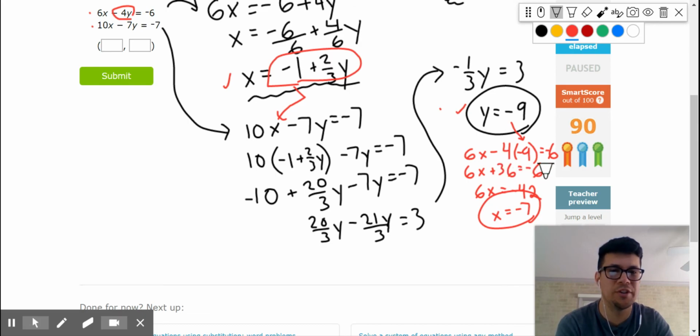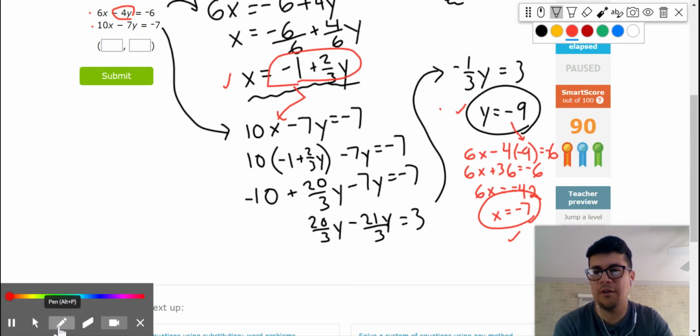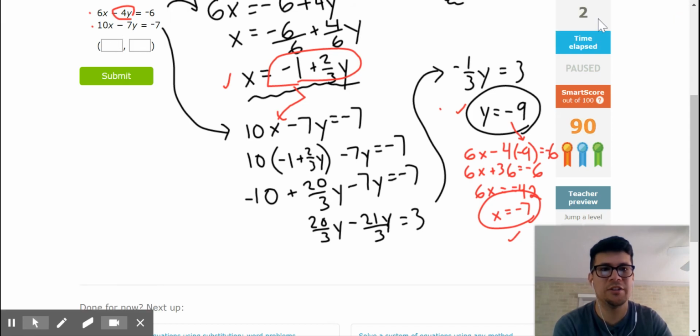I'm going to subtract 36 from both sides. So I get 6x equals -42, all right? And divide both sides by 6, and I get x equals -7. So that's what I've got. And let's check to see if IXL approves of our work. I got x equals -7, y equals -9.